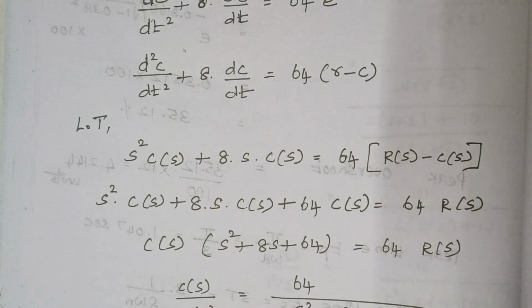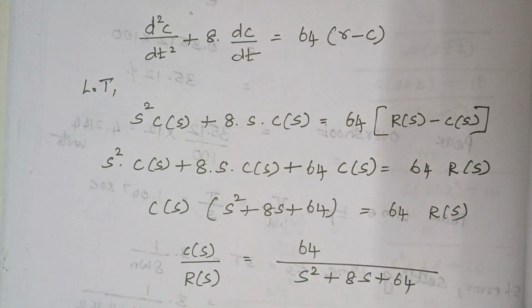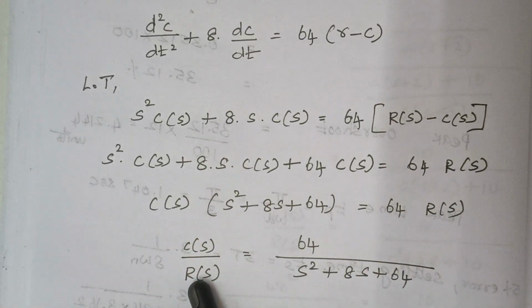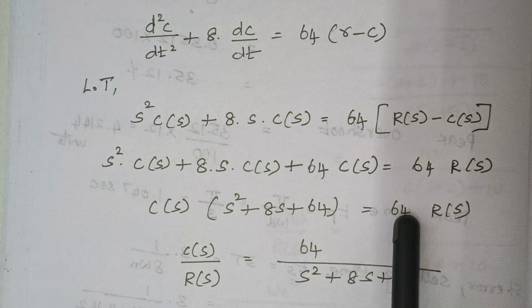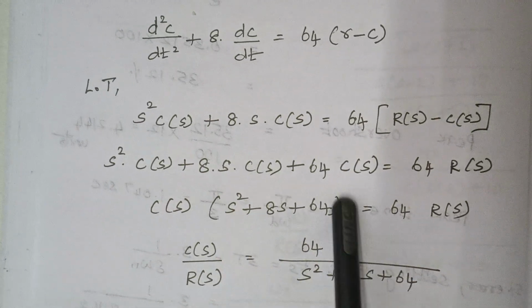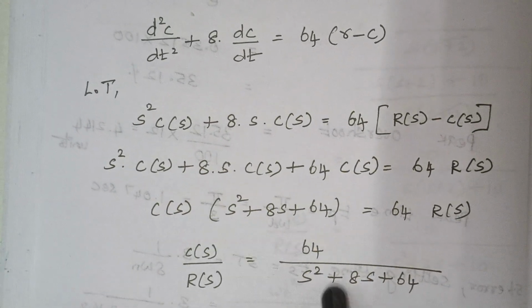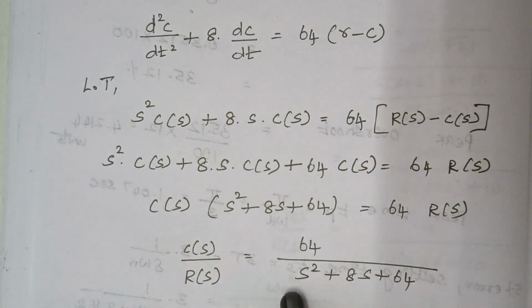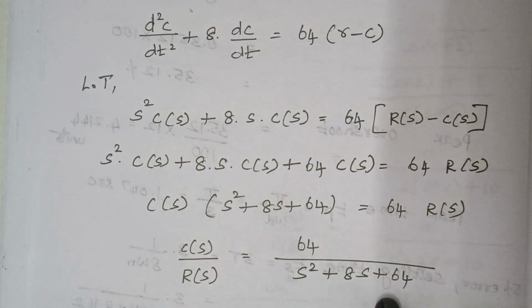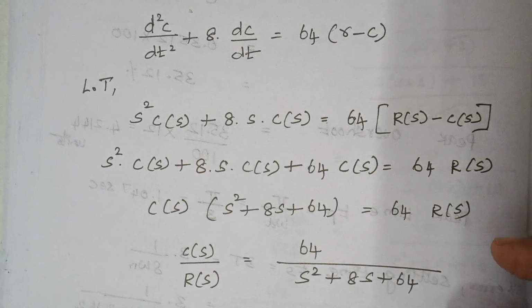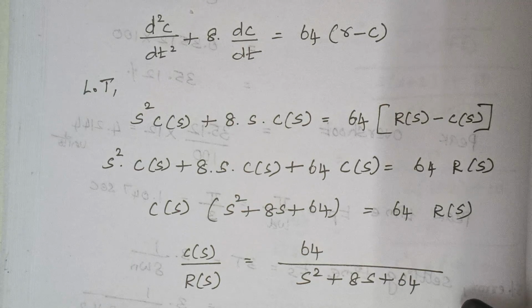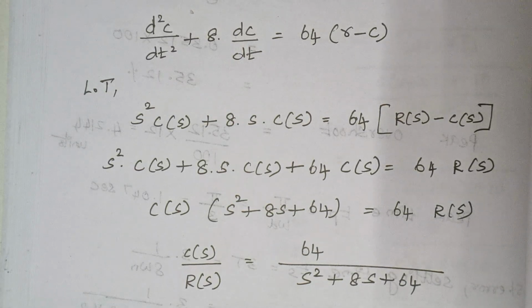Right. Now, what is our ultimate aim? We have to find the ratio of C of S by R of S. So just arrange accordingly. You bring this R of S to the left hand side. So the remaining terms will be this 64. And here this term in multiplication, when we move to this side, becomes the denominator. So 64 divided by s square plus 8s plus 64. This is our C of S by R of S equation. So from this equation, we can easily find the damping ratio, peak overshoot, etc.